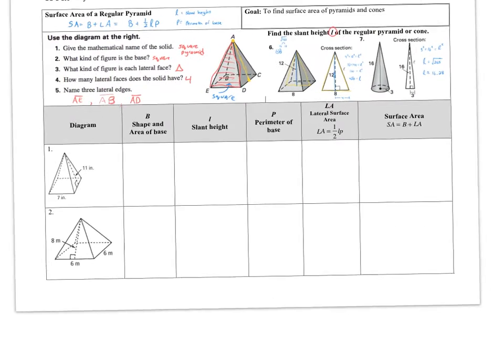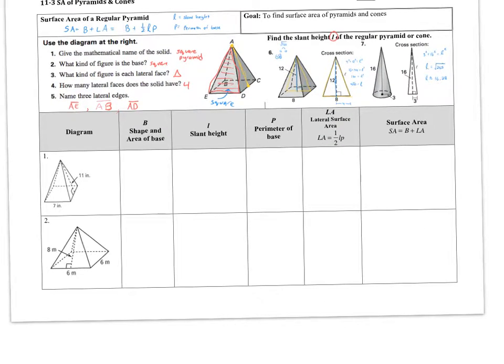This chart here shows you pretty much the steps that we're going to take. We're going to identify the shape and then calculate the area of the base, because ultimately we need to find the surface area. Then we're going to calculate the slant height. We're going to calculate the perimeter of the base. We're going to substitute L and P, these two here, in to find LA. And then we're going to add up this plus this to get this. So that's your general flow.